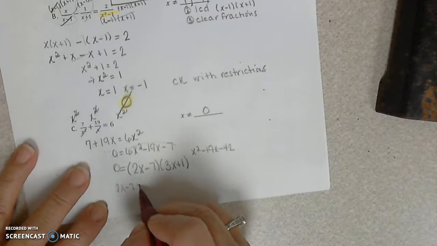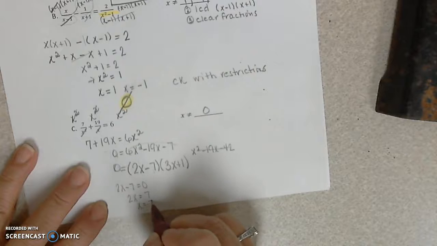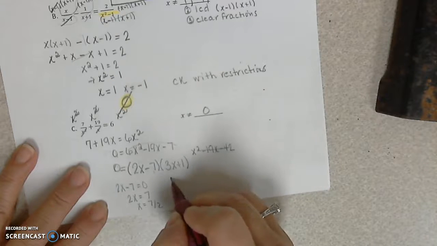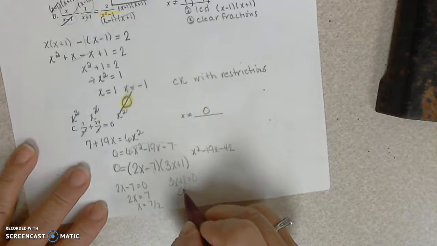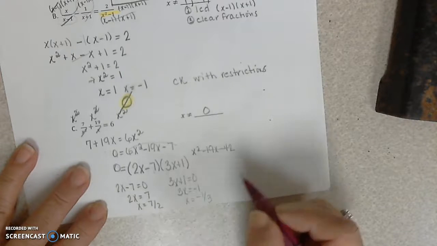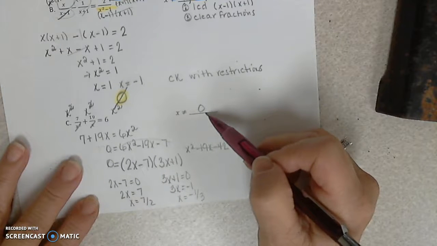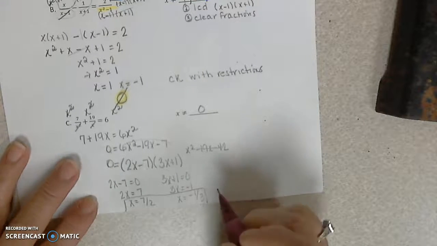Set each factor equal to 0. We're solving this just like a quadratic with two solutions. 3x equal negative 1, x equal negative 1/3. X cannot be 0, so these solutions work.